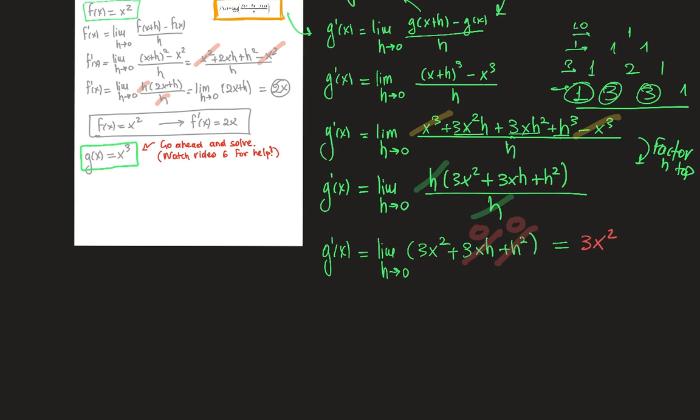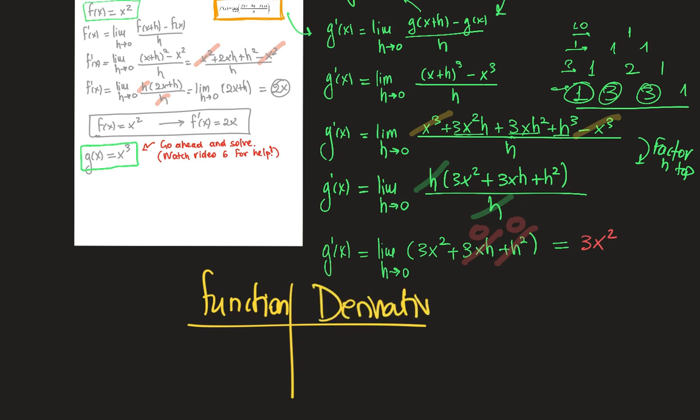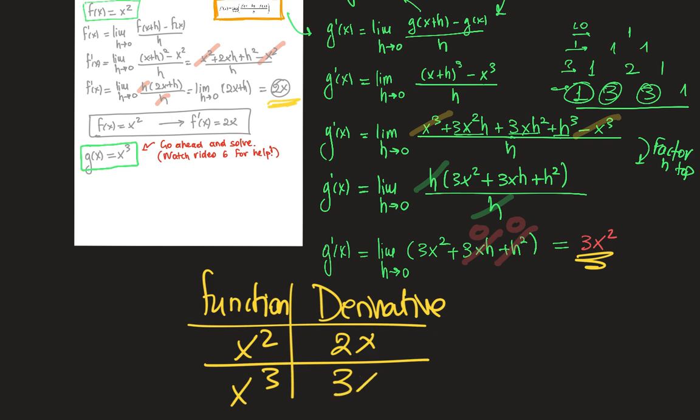So how does this move us from the first principles into rules? If we have a look, let's make a little table. The function is here, and then the derivative is here. When the function was x squared, the derivative was 2x. And when the function was x to the power of 3, the derivative ended up being 3x squared.